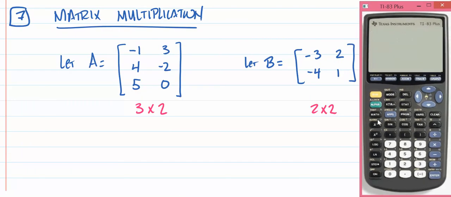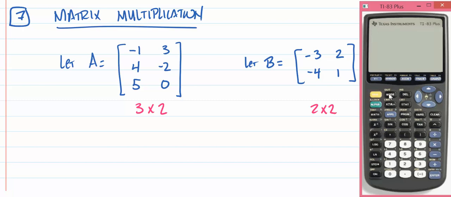Turn your calculators on. Go to matrix. We're going to go to edit, and I want you to enter in A and B. Matrix A was a 3 by 2. Awesome. 3, enter, 2, enter. And so enter this in. Negative 1, 3, 4, negative 2, 5, 0.